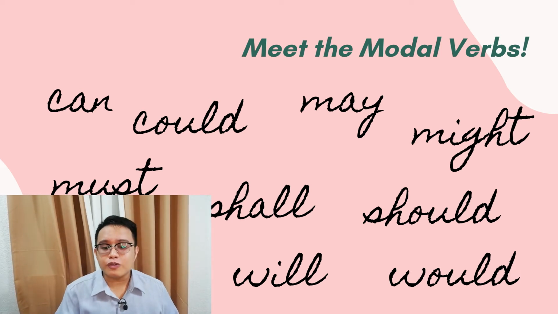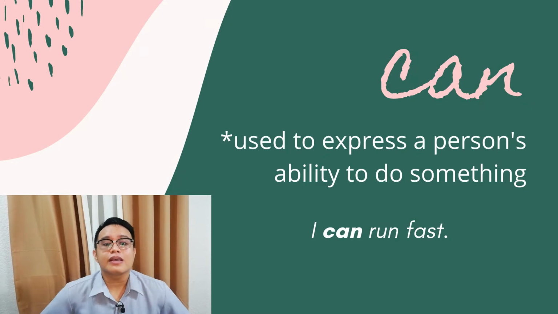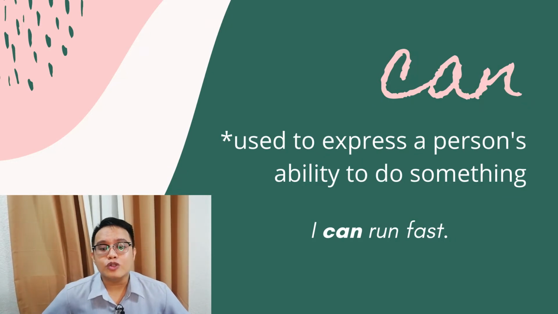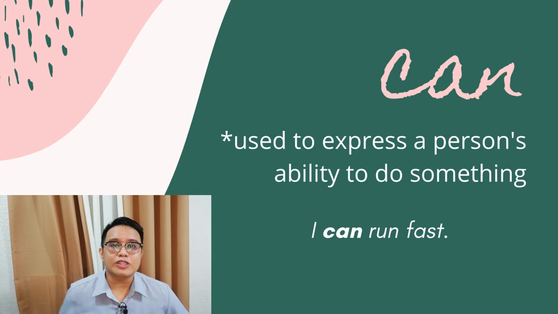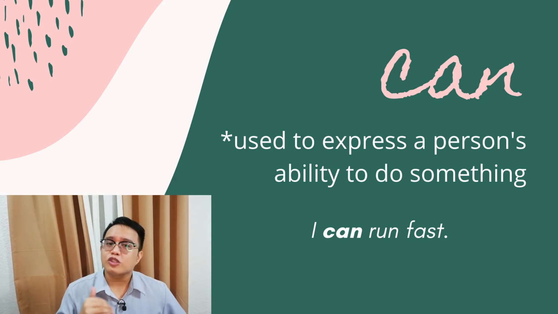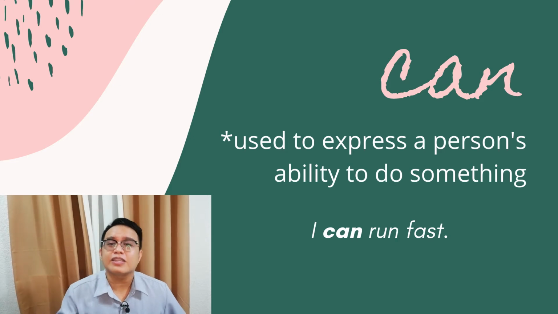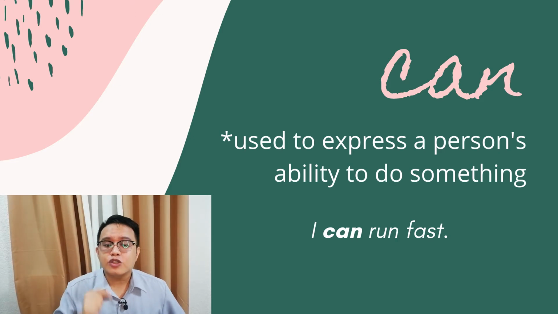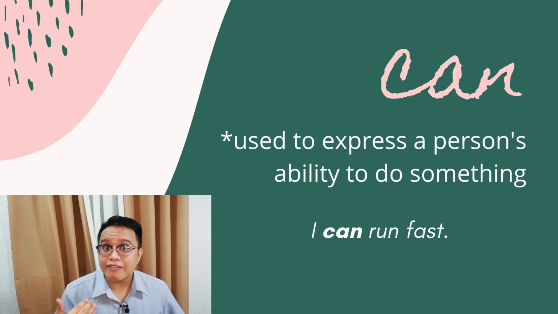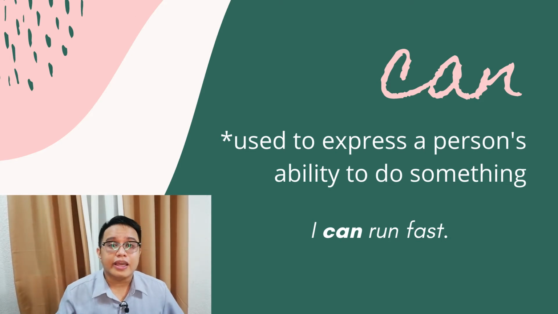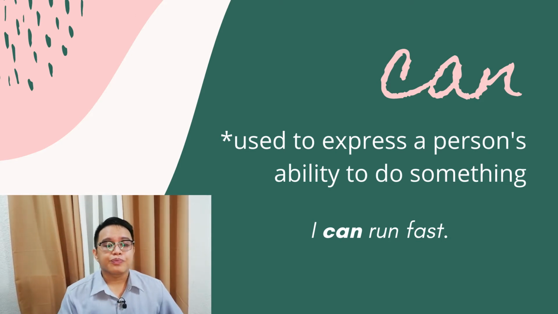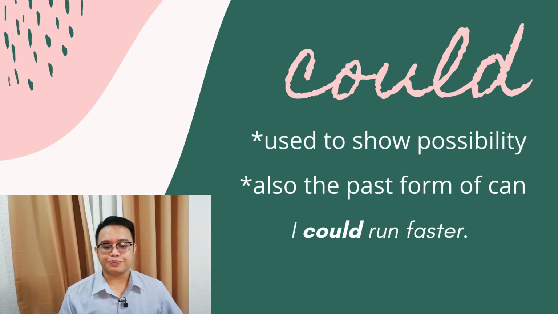So our first modal is can, and can is used to express someone's ability to do something. So that means you are able to do something. Let's say for example, I can run fast. So when you say I can run fast, that means you have the ability to run fast. That's can.